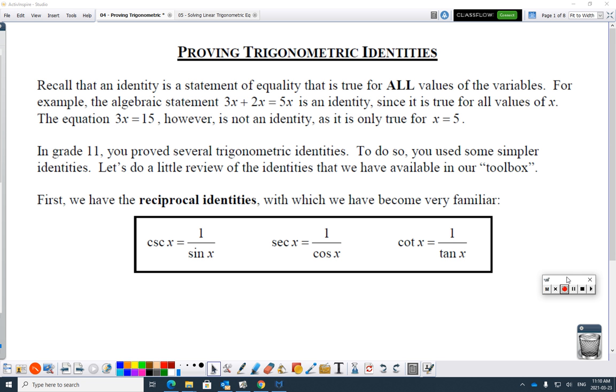For example, 3x plus 2x equals 5x is an identity. That's always true. No matter what x value you use, 3x plus 2x is always equal to 5x. There's no tricks, there's no way to get around that.